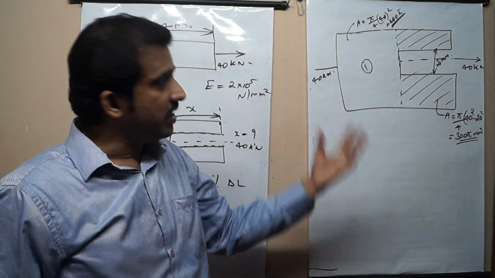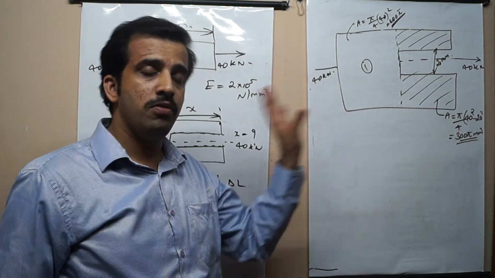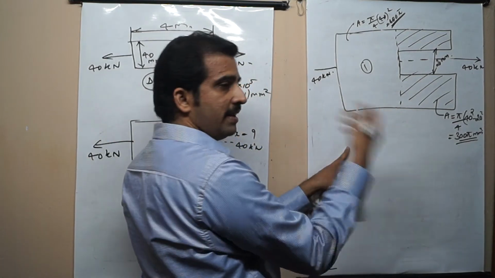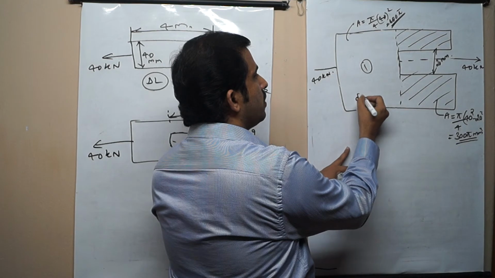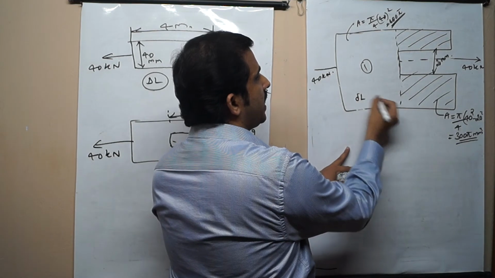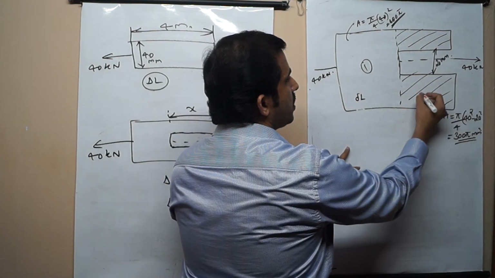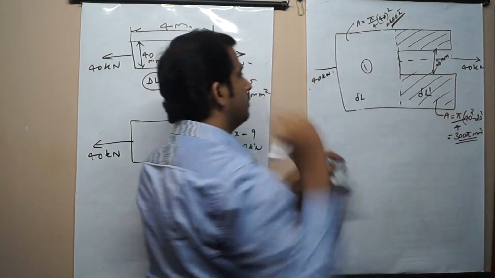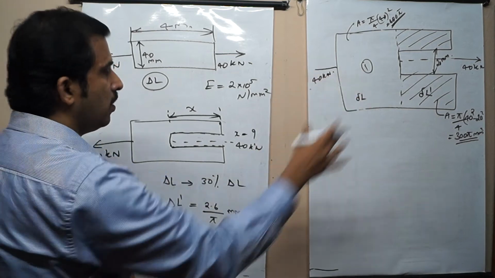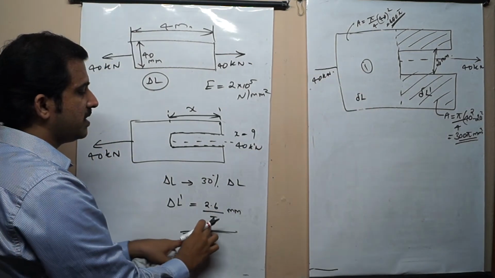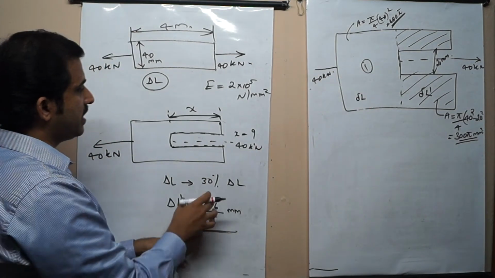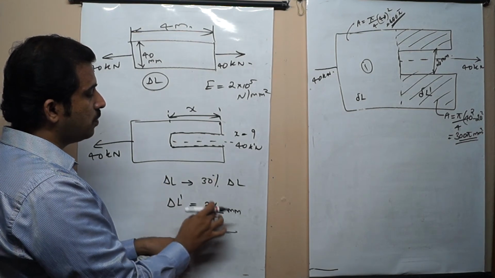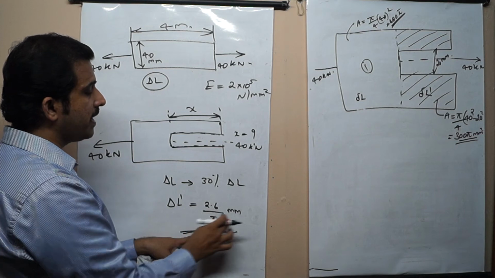So wherever the toughness is less, elongation will be more there. So I can find the net elongation by another method. Here the elongation for the solid part be delta L, and here the elongation for this hollow region be delta L dash. So what will be the net elongation? It should be equal to 2.6 by pi mm, because it is said that after making a hole, the net elongation we will be getting is 2.6 by pi mm.